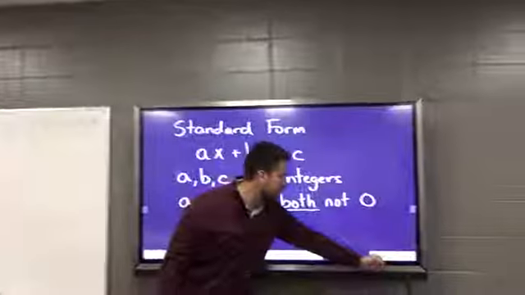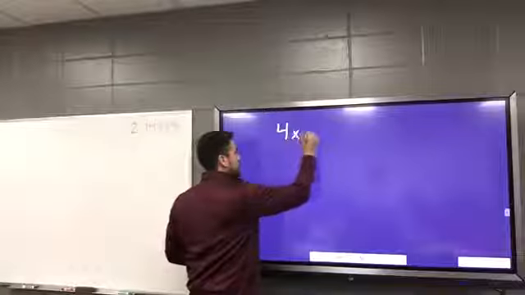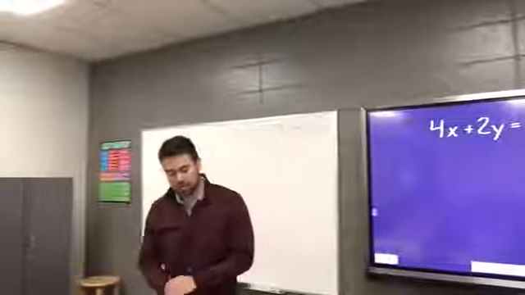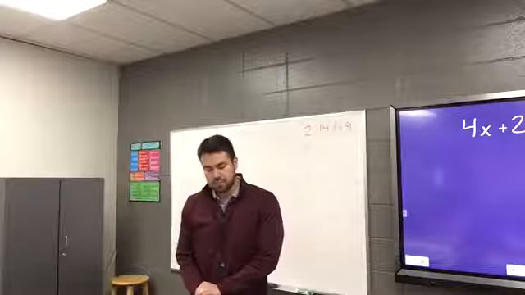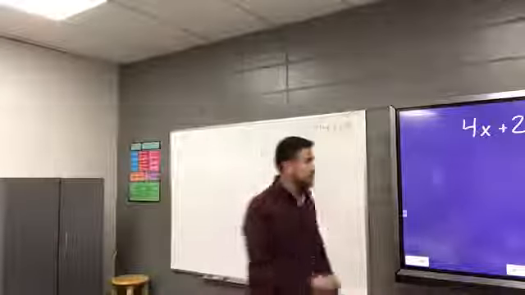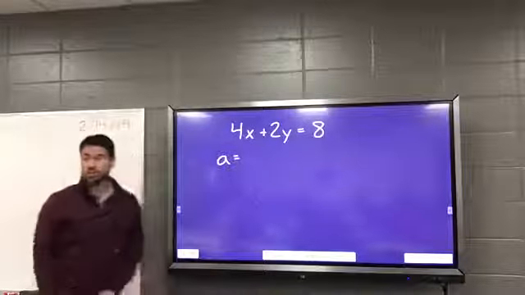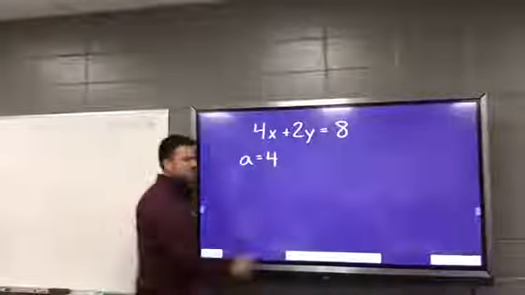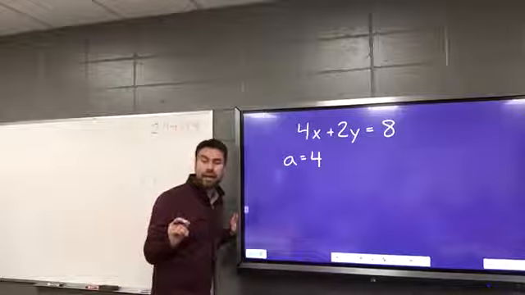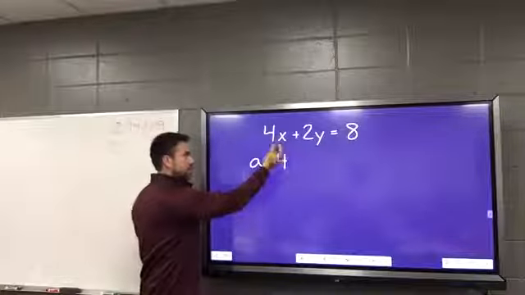Let's look at an example here. Let's go with 4x plus 2y equals 8. So write that down, please. 4x plus 2y equals 8. All right. Who can identify what A equals in this equation? 4. How do you know that A was 4? It's the first number, good. And a little bit more than that, it's the number in front of x. So what number's in front of x? 4. Or what number's being multiplied by x, you can say.